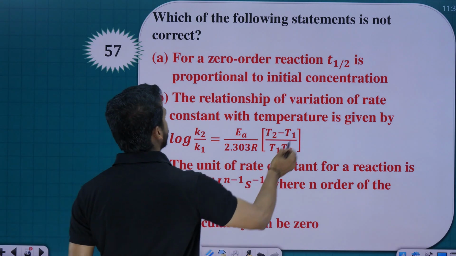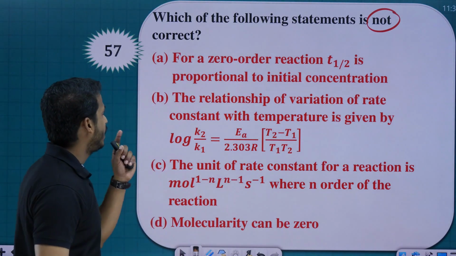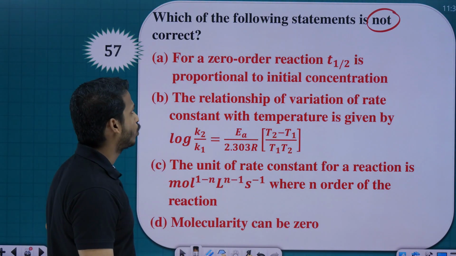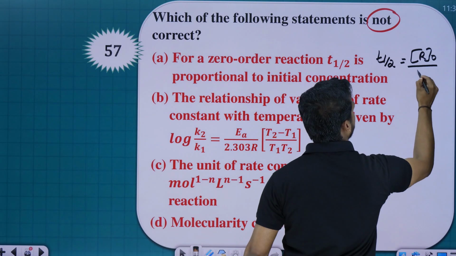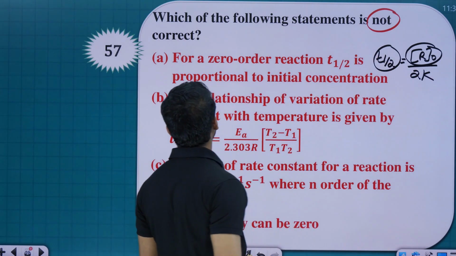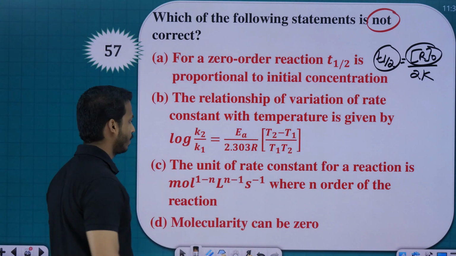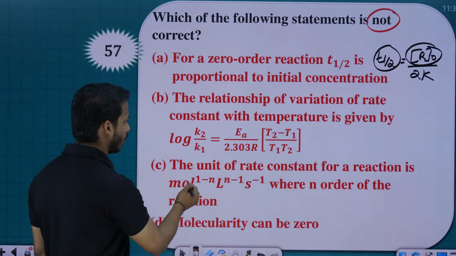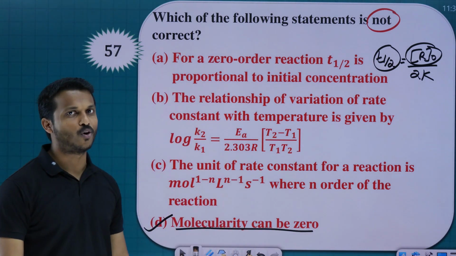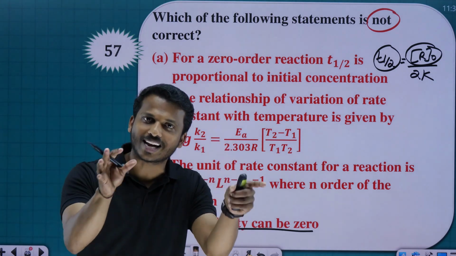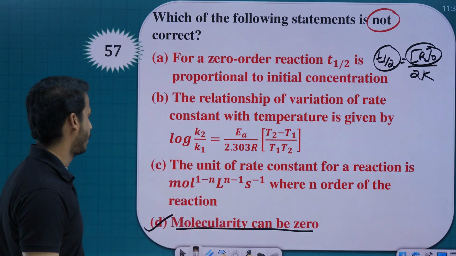Which of the following statements is not correct? Let's see which is not correct. For a zero order reaction, T half is proportional to the initial concentration. Yes, what is the expression for half-life of zero order? That is equal to R naught divided by 2K. Yes, it is directly proportional. The relationship of variation of log K2 by K1 is equal to Ea by 2.303 into (1/T1 minus 1/T2). Yes, it's correct. Unit of rate constant for a reaction is mole raised to 1 minus n liter raised to n minus 1. Yes, correct, where n is the order. Molecularity can be 0? No. Molecularity 0 means there is no reactant, the reaction does not happen. Molecularity is always a whole number. It's not possible to be fractional or 0.